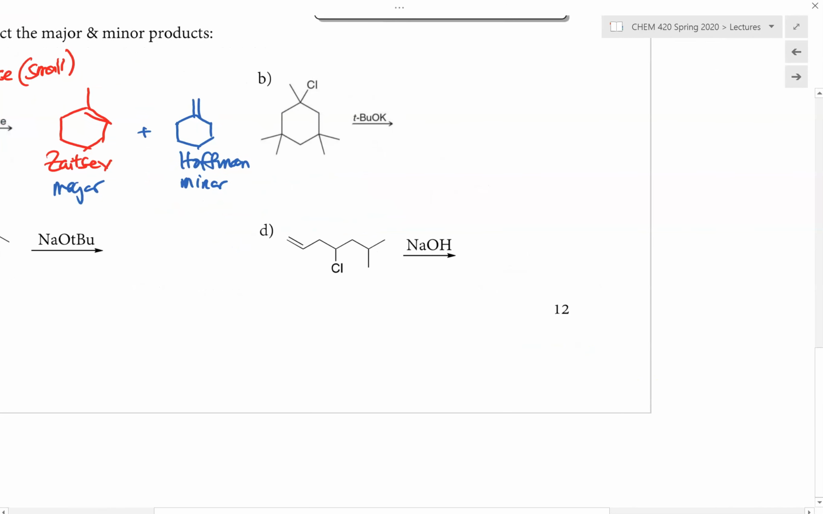And now moving on to example B. Here in this case, we are taking this substrate and reacting it with tert-butoxide. And tert-butoxide is a big and bulky base.